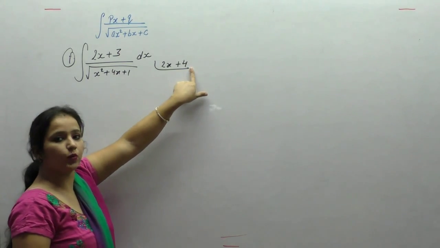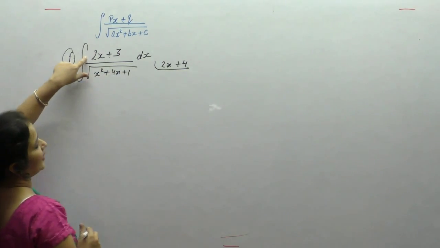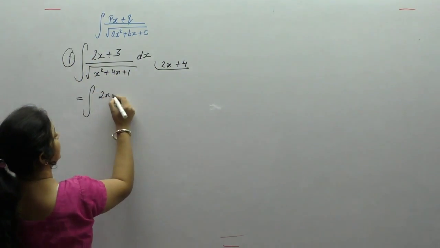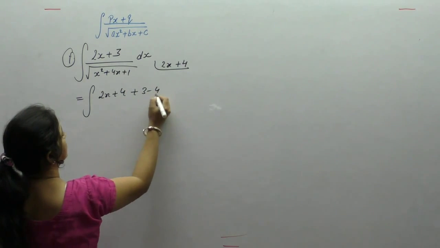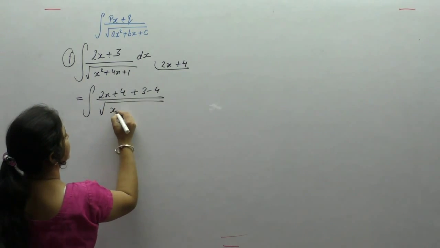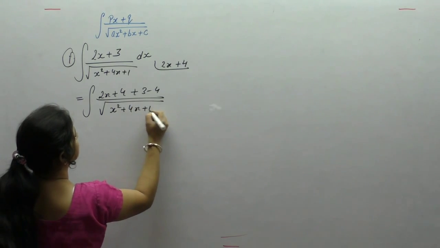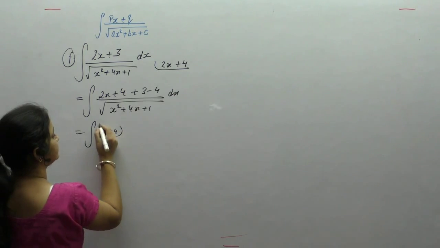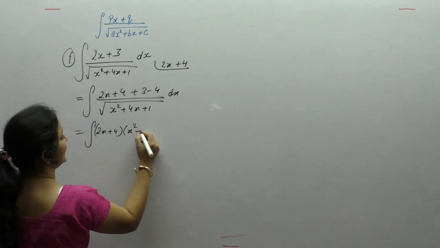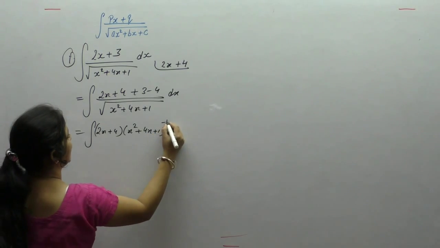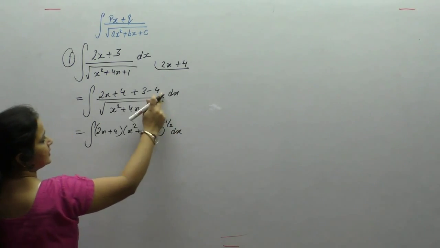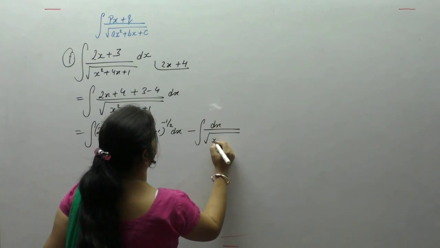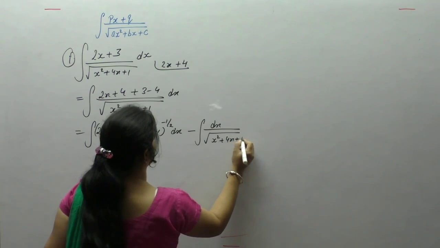In the numerator we want this term. We have 2x, we want plus 4. So we will add and subtract 4 in the numerator to complete the derivative of the denominator. Take 2x plus 4 as one term, upon this we can write this term as power minus half. 3 minus 4 is minus 1, dx upon square root of x square plus 4x plus 1.